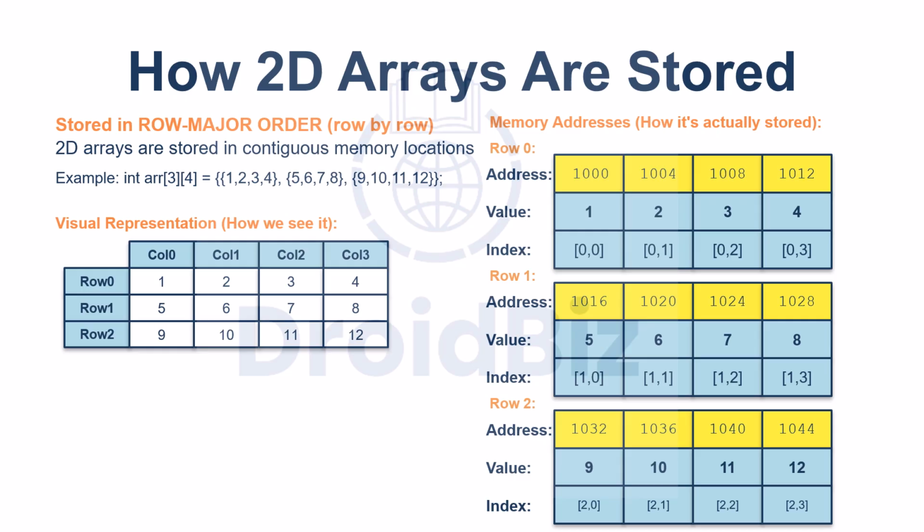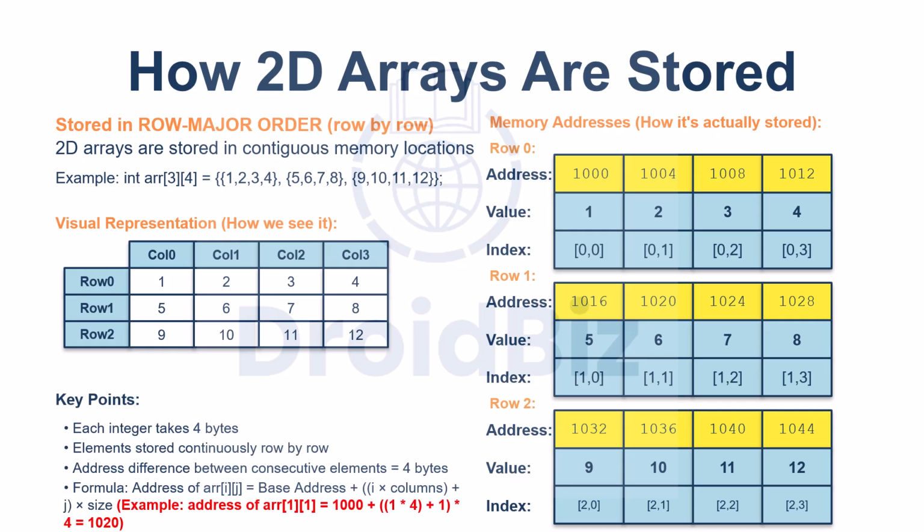Let's start with row 0. The addresses are 1000, 1004, 1008, and 1012. The values stored there are 1, 2, 3, and 4. The indices are 0,0, then 0,1, then 0,2, and 0,3. Similarly, row 1 and row 2 are stored in contiguous memory locations.